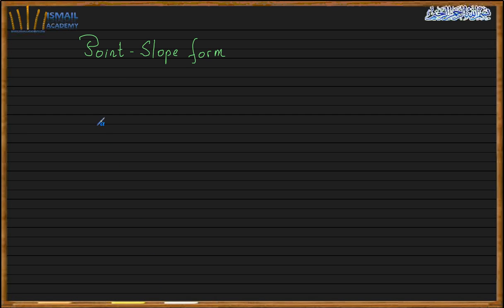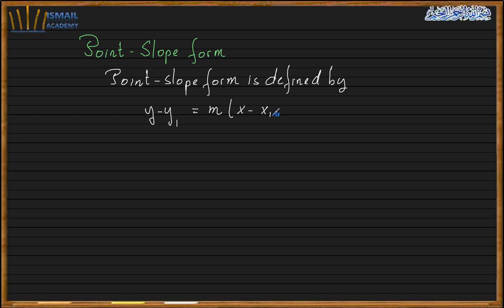So how is the point slope form defined? Point slope form is defined by y minus y1 equals the slope times x minus x1, given that m is the slope of the line and x1, y1 is a point of the line.